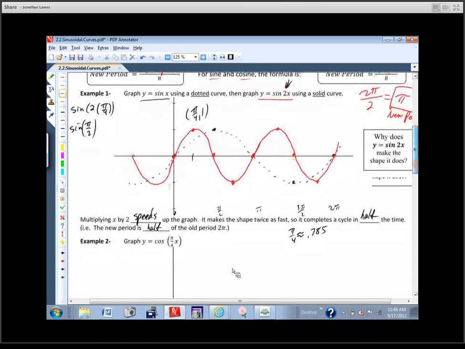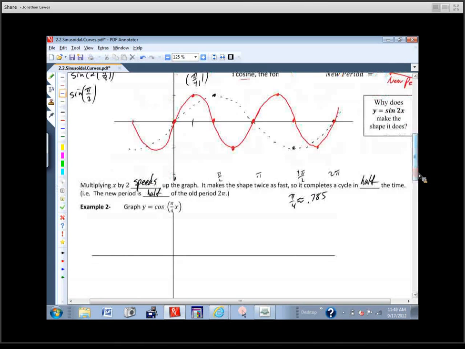So what do you think this is going to do if we multiply by a number that's smaller than 1? Yeah, it's going to stretch it out. It's not going to speed it up. It's going to slow it down. It's going to slow the cycling down, so it's going to take longer to complete one cycle. Well, here's the cool thing. The new period equals the old period divided by b.